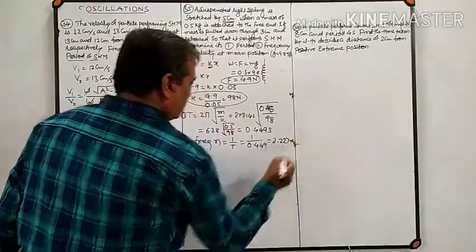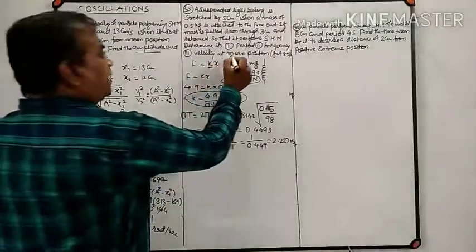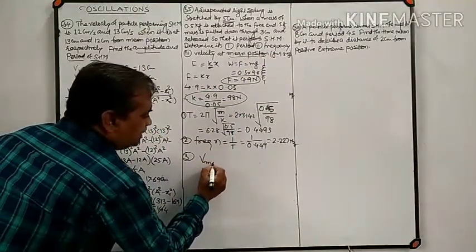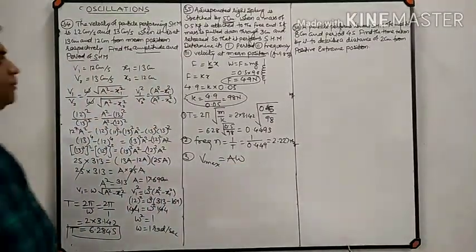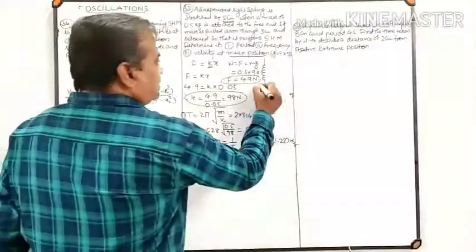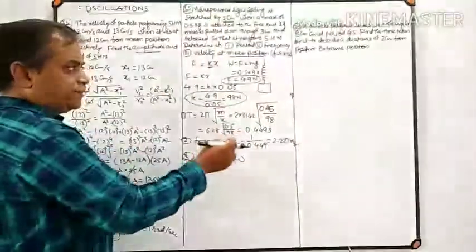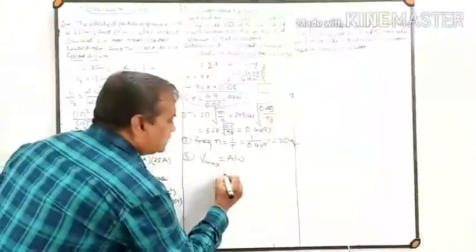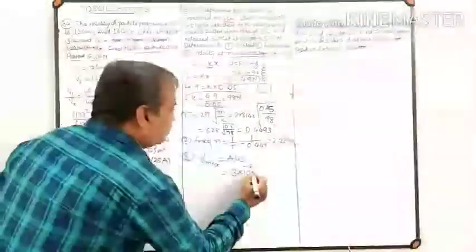2.227 Hertz. So frequency N is equal to 2.227. Now we have to find out velocity at mean position. At mean position, velocity is maximum, and that maximum velocity is given by the formula Vmax is equal to A omega. Now what is the amplitude? Once that block is suspended, initially it undergoes extension of 5 centimeter. Then that block is pulled down through 3 centimeter, means A is equal to 3 centimeter. So 3 into 10 raised to minus 2 meter into omega.